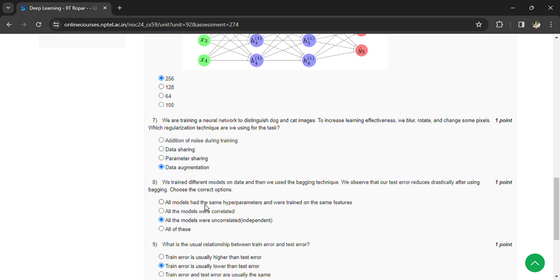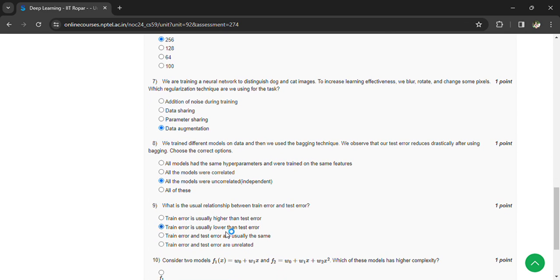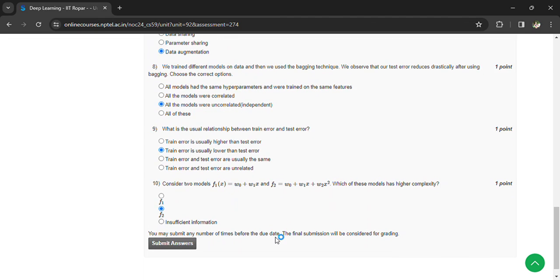Data augmentation. We trained different models on data, then we use the bagging technique. We observe that the test error reduces drastically after using bagging. All models work uncorrelated. What is the usual relationship between the train error and test error? Train error is usually lower than test error.